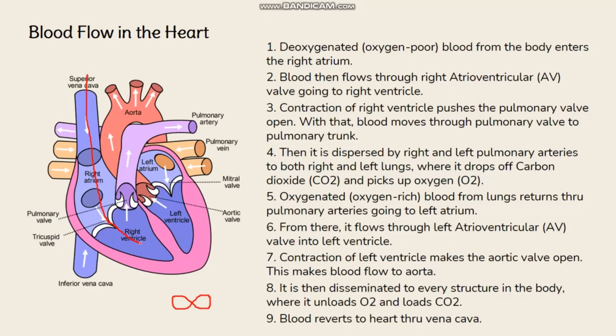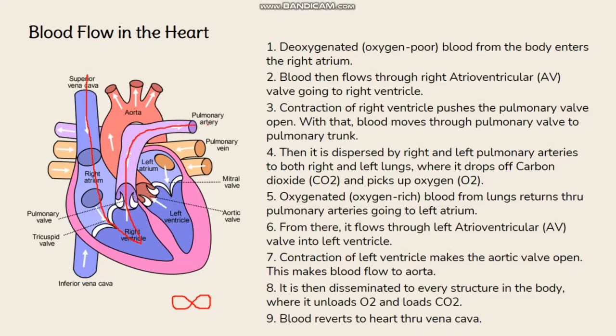And once our heart pumps or contracts the right ventricle, it pushes up. The blood is being pushed up through the pulmonary valve. This time, the tricuspid valve is actually closed so that the blood will not flow back to the right atrium. It is only the pulmonary valve that is open. So, the heart pumps the blood through this and then towards the pulmonary artery.